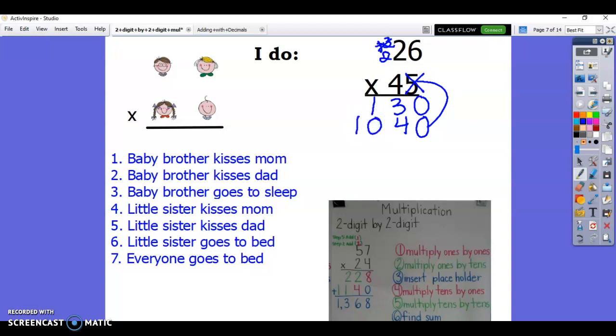Now, everybody is asleep. We all get to rest, but we have to finish to get the final product for everyone to go to sleep.